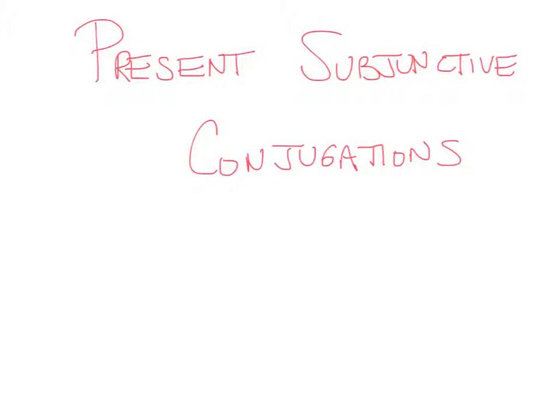Okay kids, welcome to another exciting grammar video, and this time it's the present subjunctive conjugations. In this video we will not focus on the usages of the subjunctive, but simply its conjugations. There are two types of subjunctive in Spanish, the present subjunctive and the past subjunctive, also known as the imperfect of the subjunctive. In this particular video we will focus on the conjugations of the subjunctive in the present tense.